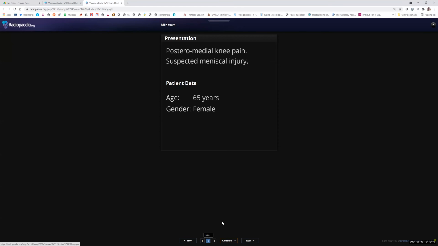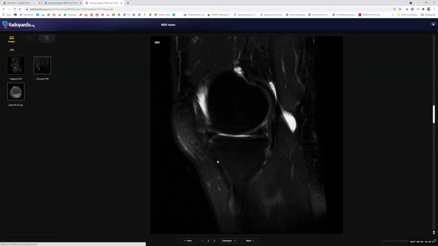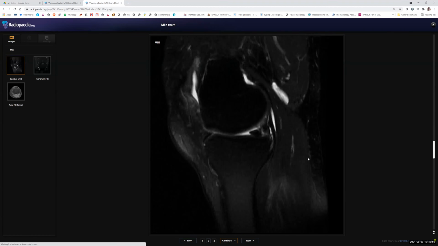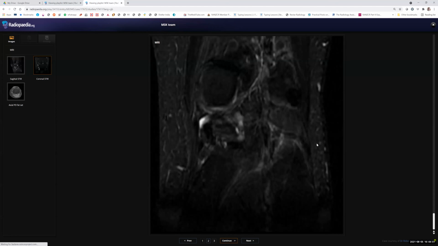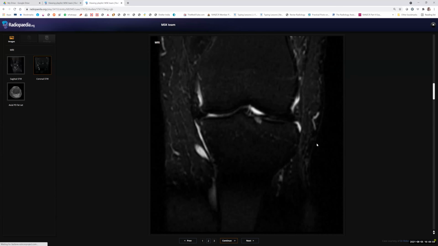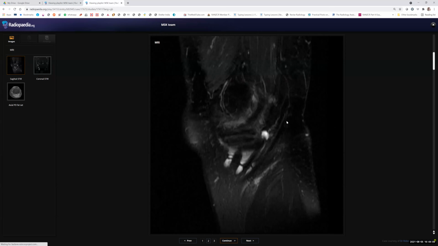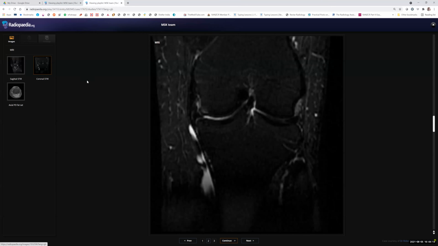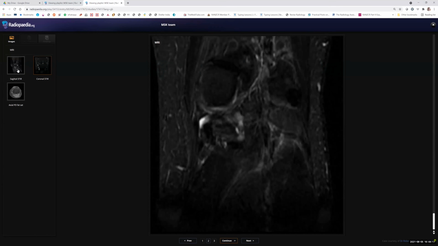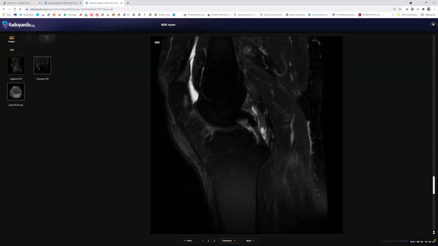Posteromedial knee pain. Okay, I'll move for you. The ligaments and menisci are normal. The patient came with medial knee pain. Which sequence do you need: coronal, sagittal, axial? I would see the sagittal first, and then I'll go for the coronal. But I can see right now there's fluid in the suprapatellar region. Yeah, that's a normal finding.